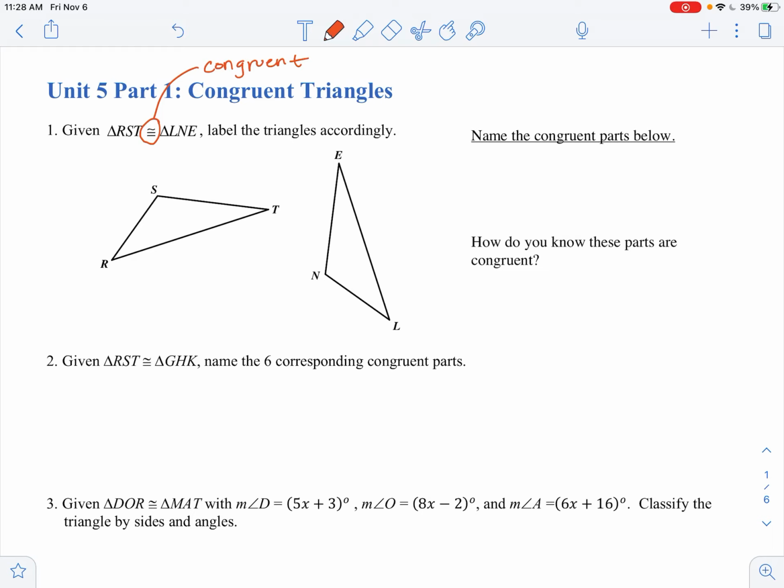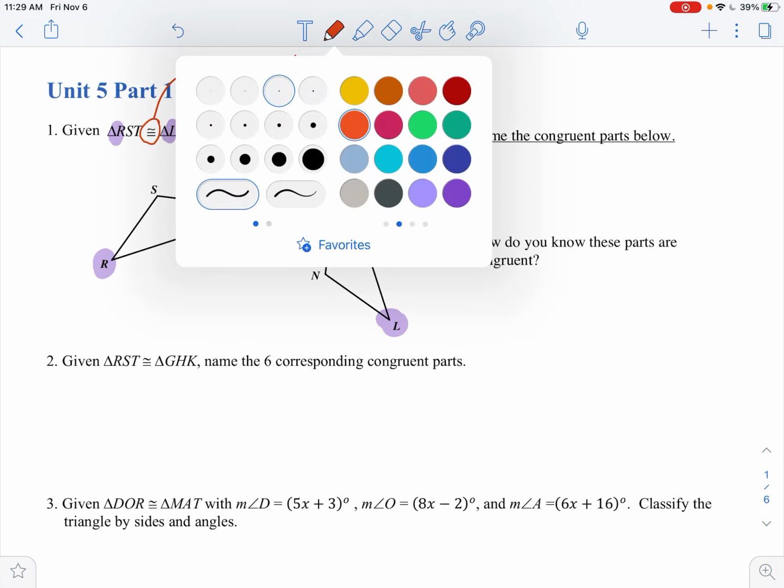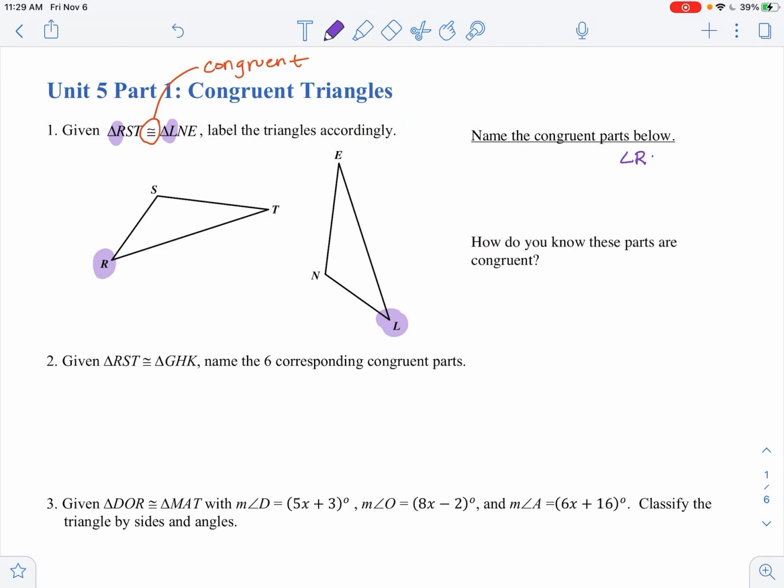So this part right here is called a congruence statement. And a congruence statement is really important because it helps me figure out which parts of the triangles go together. I can't just do that by eye. I need to specifically follow this congruence statement. So what this tells me is that angle R, or point R, corresponds to point L. So this R and this L correspond to each other, so those two angles are congruent. That's one thing that we know. Angle R is congruent to angle L.